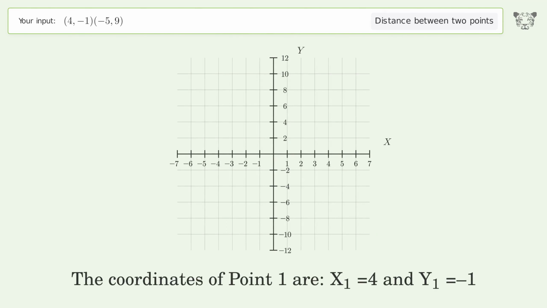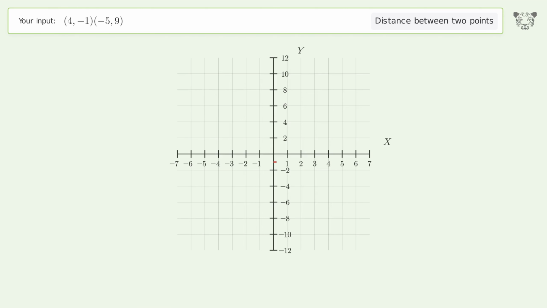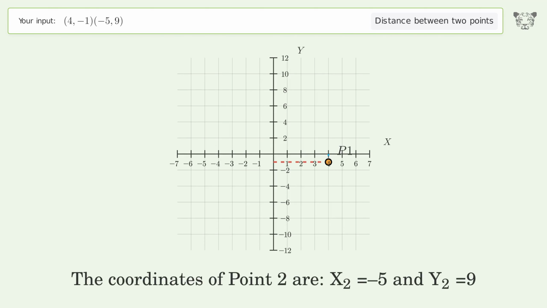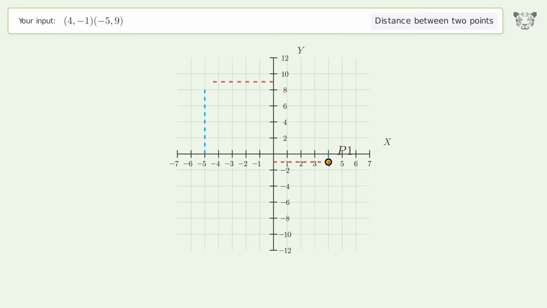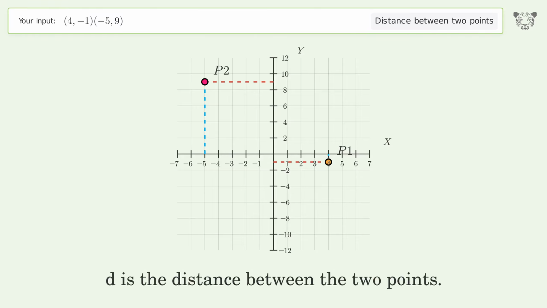The coordinates of point 1 are x1 equals 4 and y1 equals -1. The coordinates of point 2 are x2 equals -5 and y2 equals 9. D is the distance between the 2 points.